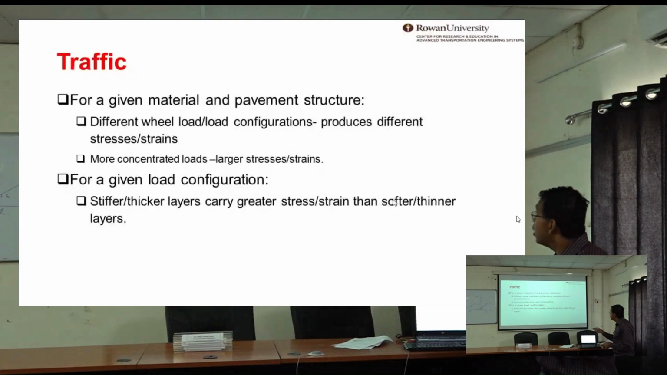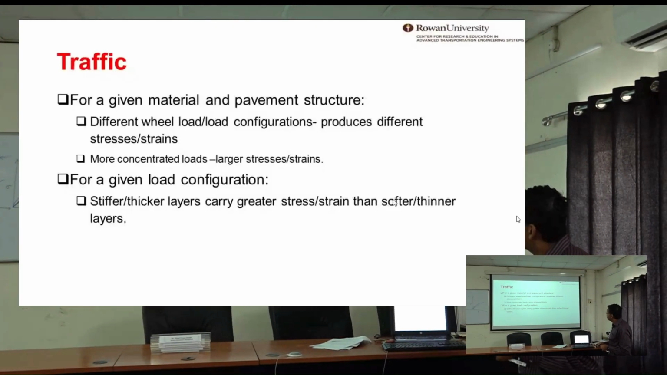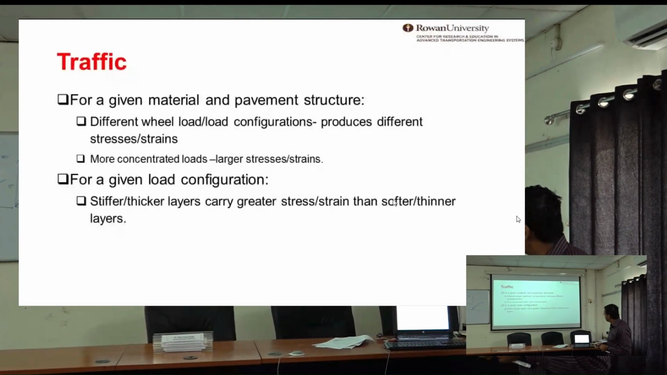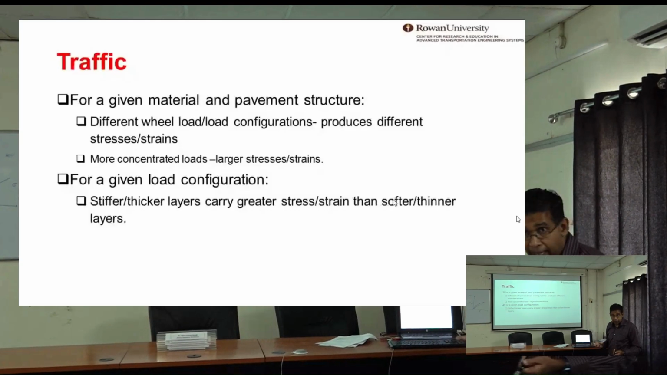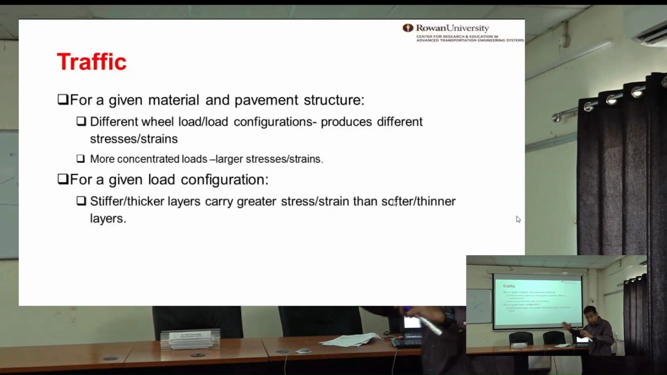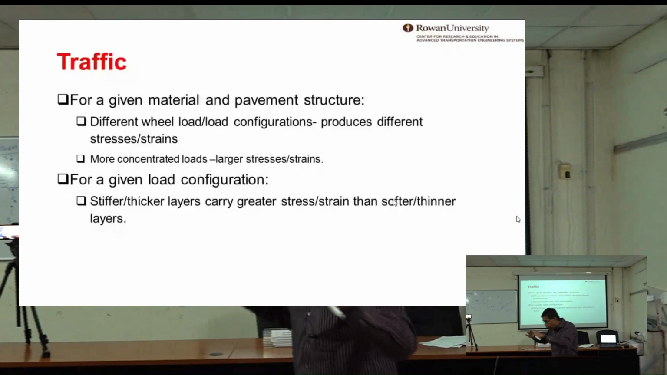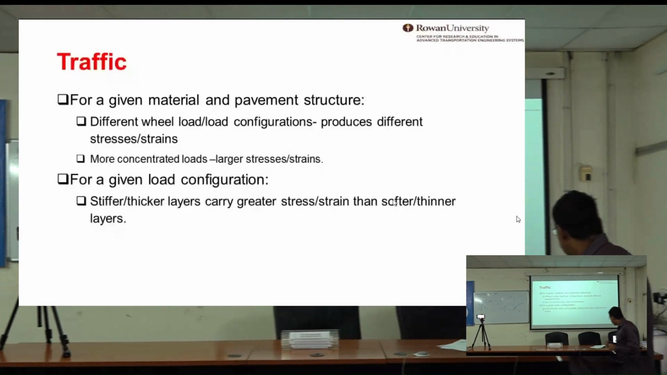For a given load configuration, a stiffer, thicker layer carries greater stress and strain than a softer, thinner layer, right? Remember that goes to the cone of distribution. You want the material to efficiently distribute the load, correct?